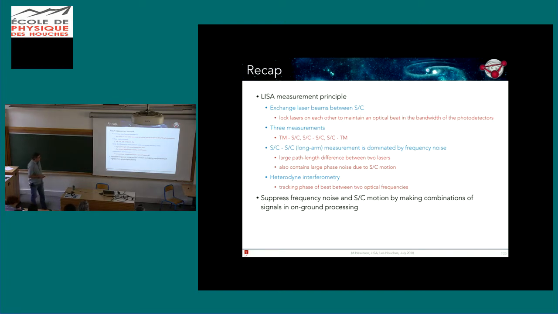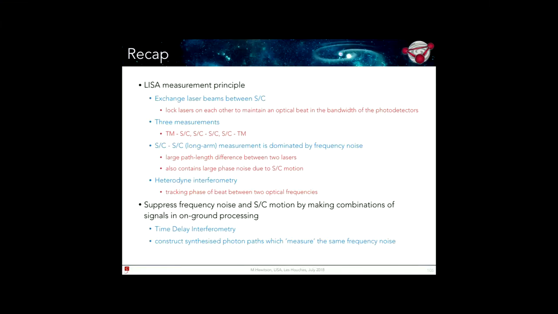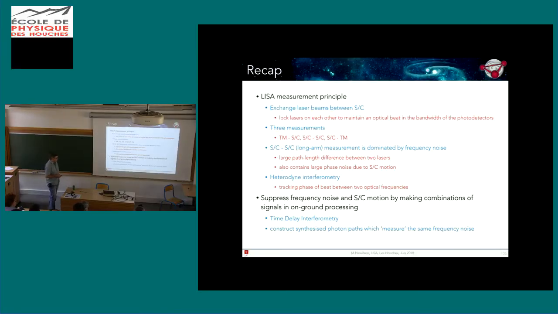And then we spent, I can't remember how long it was, the last half of the session, looking at the suppression of frequency noise and spacecraft motion by combining these signals on ground, in processing on ground, in something we call time delay interferometry. And we saw in the end then that we could construct effective synthesized photon paths which effectively measure the same common noise, the same frequency noise, such that the difference between those two contains signal but removes this noise.